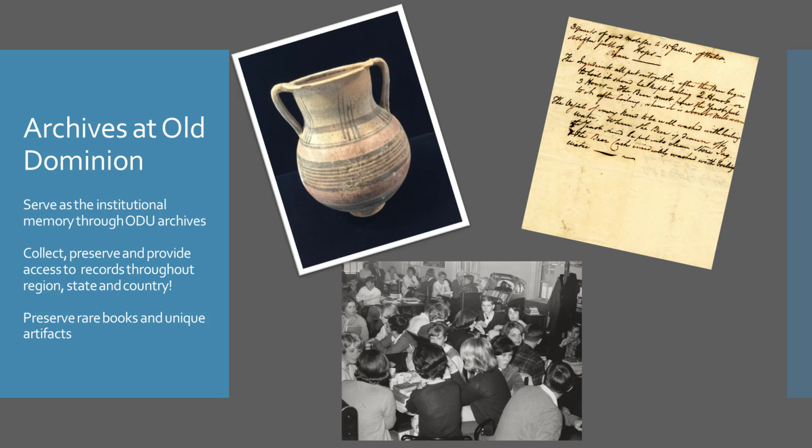The third collecting arm of the archives is the Rare Books Department. This area collects rare and limited edition books from 1550 to the present. Some of the strengths of the collection include the Tidewater area and Virginia history, but also books that help support the collections we currently have.